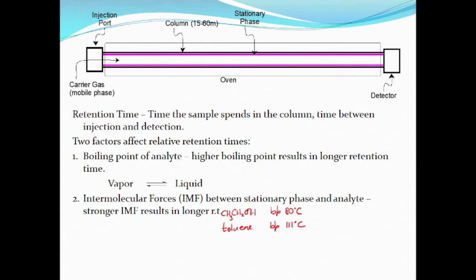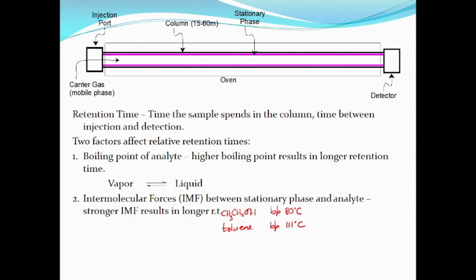You can think of it as having Velcro on the bottom of your shoes and trying to walk across carpet. It would slow you down because of its strong interaction. And in fact, if we have a carbowax column, toluene will typically elute before the ethanol, even though toluene is less volatile.